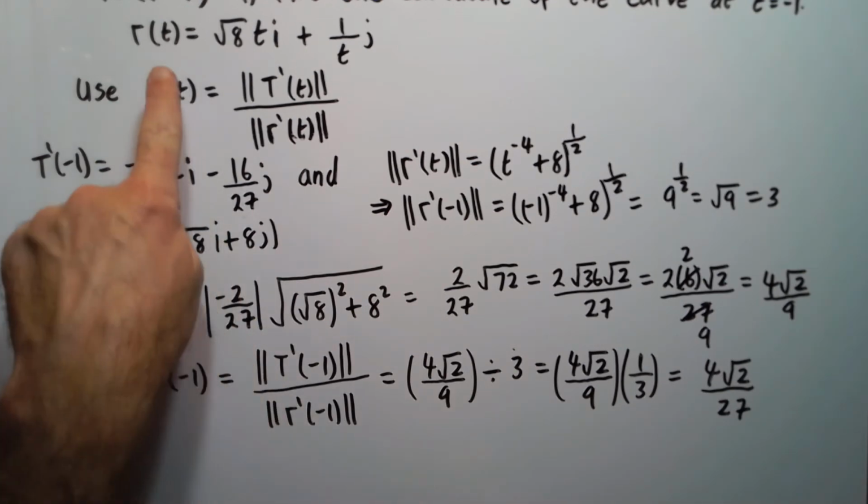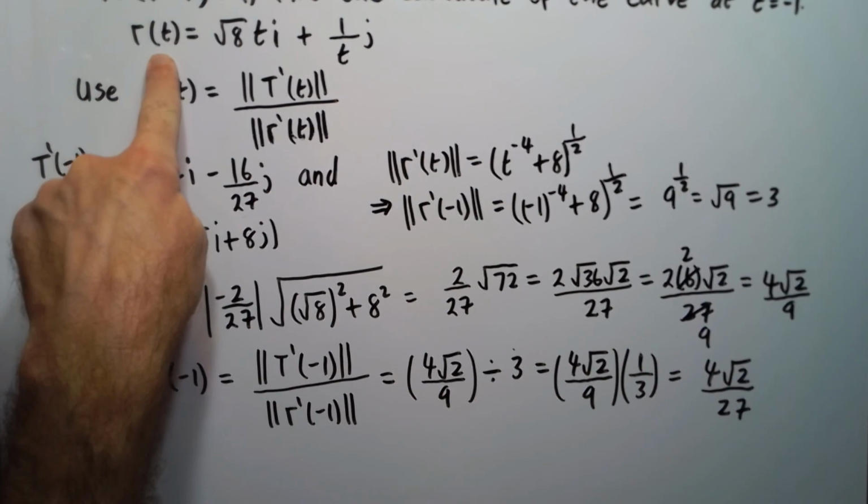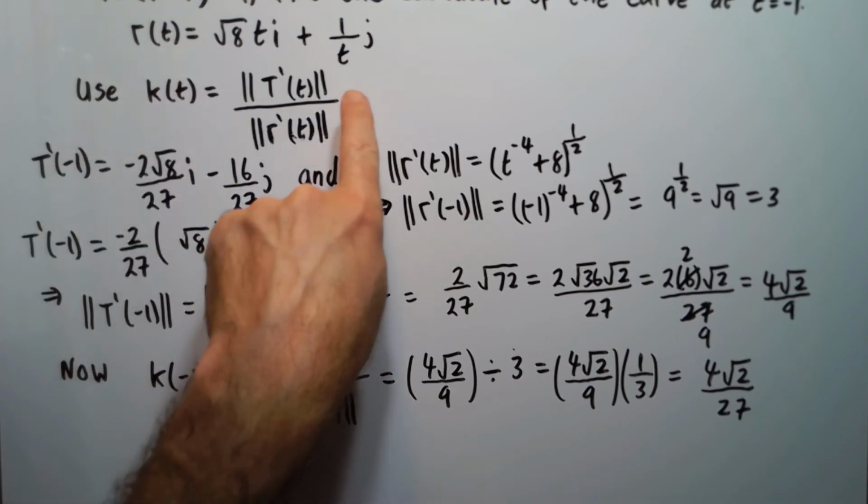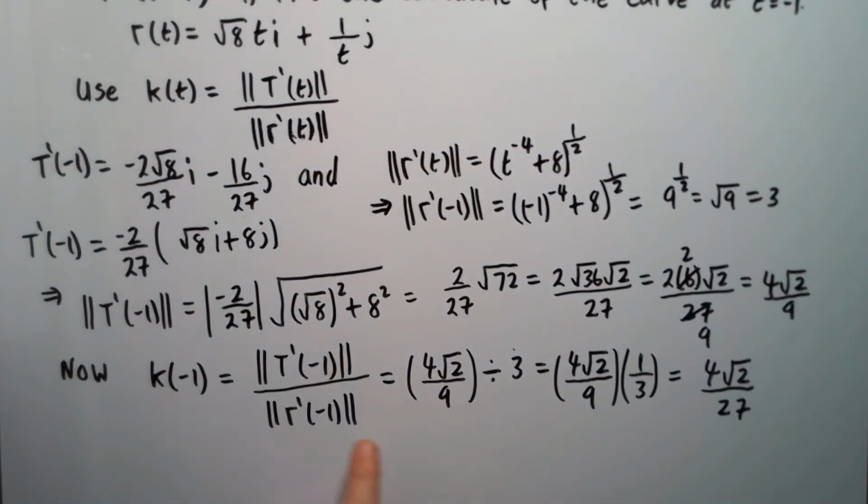So if you sketch the graph of this guy up here, it'll be some sort of a curve, and at minus 1 this should be the curvature. Okay, so we're done. So let's leave it there.